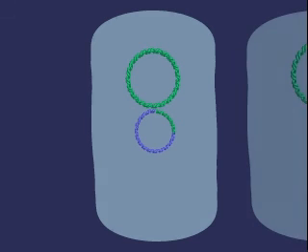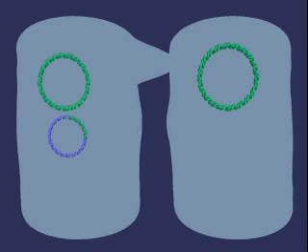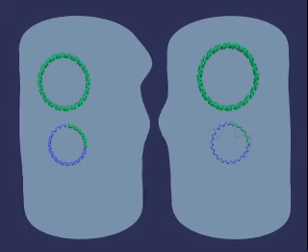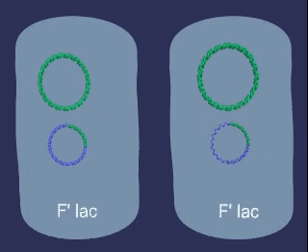After transfer of an F' plasmid, such as the F-LAC plasmid, the recipient cell has a duplication of the chromosomal DNA of the F' plasmid. The duplication of DNA makes F' plasmids useful for complementation analysis.